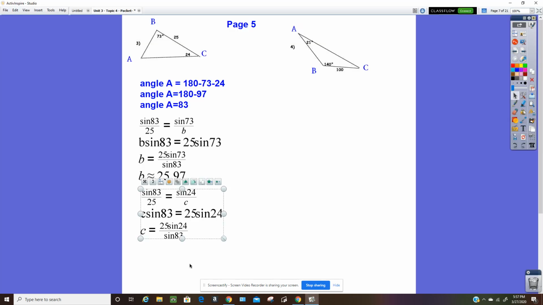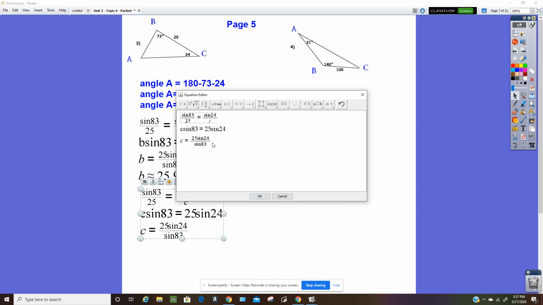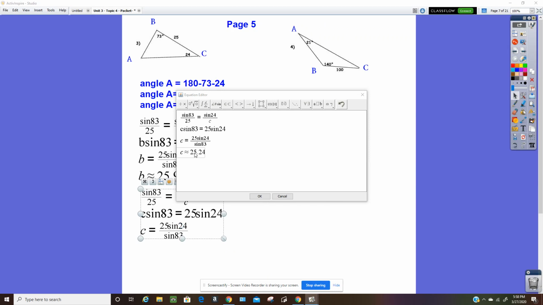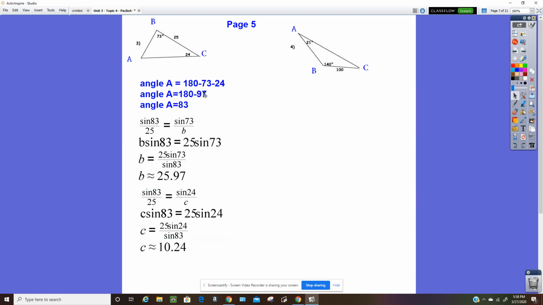So I'm going to go back to my problem here and write C is approximately, so I have to get the approximate symbol here. Make sure it's 10.24. Oh, this should be 10.24. Okay, all right, there's problem 3.